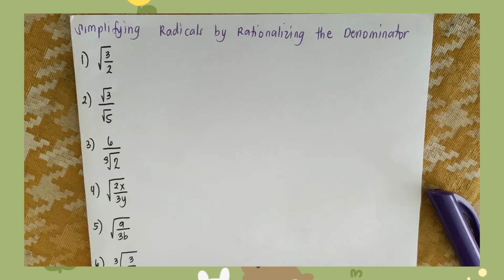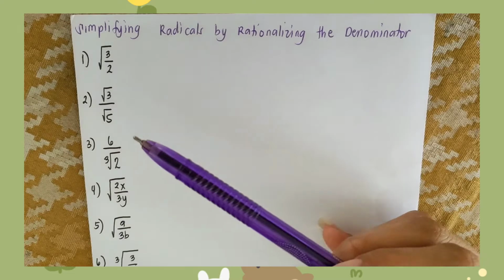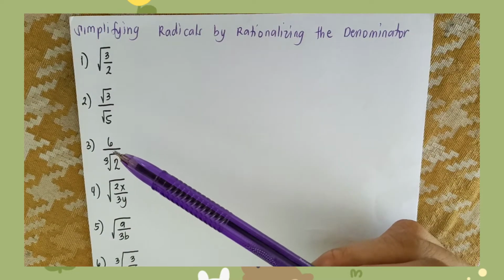Next is simplifying radicals by rationalizing the denominator. If you could still remember, we are done with this and it was introduced to you when we were still discussing our first quarter lessons. So let us try to recall by answering the following.